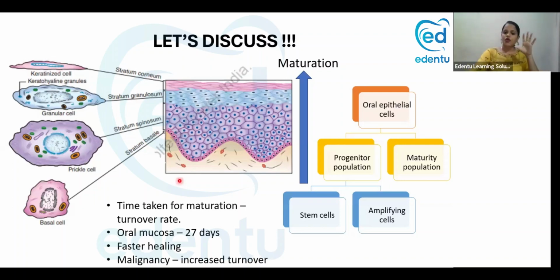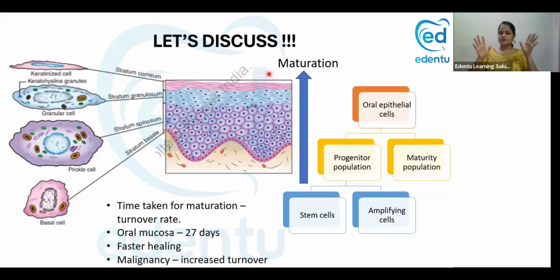This process of movement of the cells from the basal layer to the surface corneal layer is called maturation, and the time taken for maturation is called the turnover rate. Remember these terms. I'm talking only about the epithelium: the movement from the basal layer to the corneal layer is maturation, and the time taken for it to happen is the turnover rate.